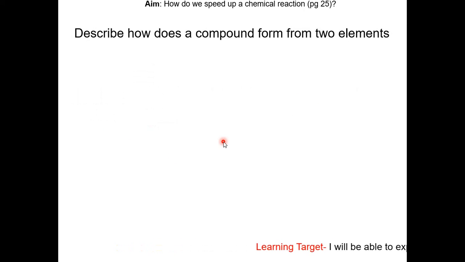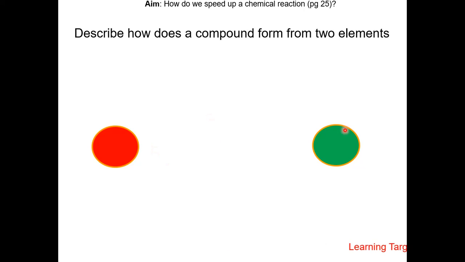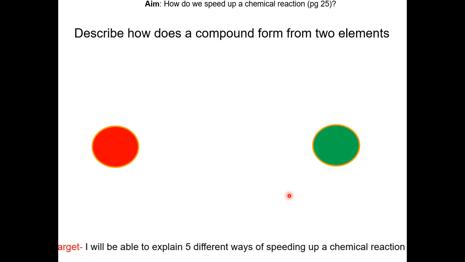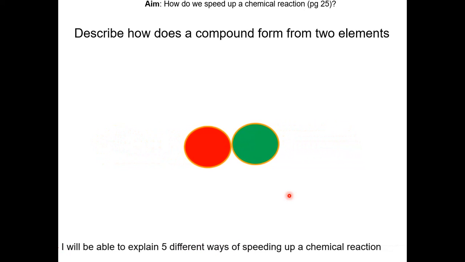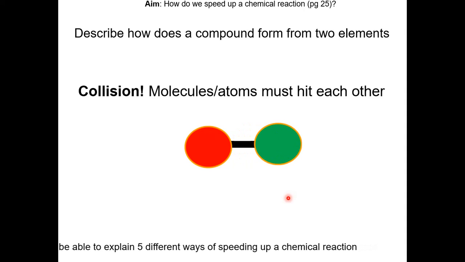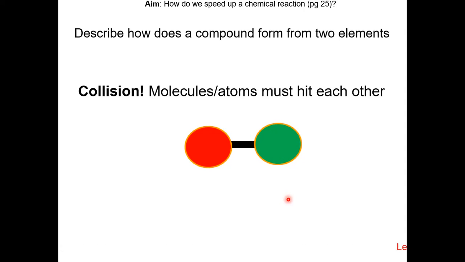We first have to talk about how a chemical reaction happens. Let's say we have two elements, one is red, the other one is green. How would a compound form from these two atoms? Well, in order for a bond to form, they must be close to each other. So these two atoms would hit each other. By causing a collision, the atoms will be close enough to form a bond.